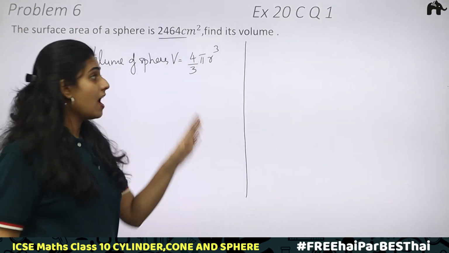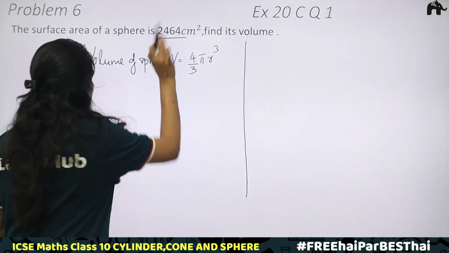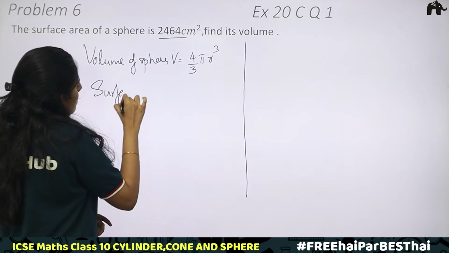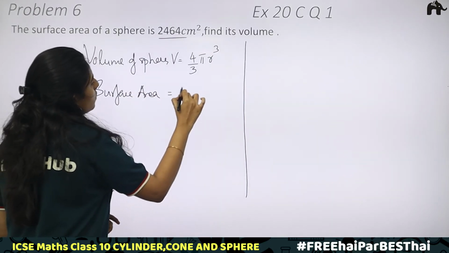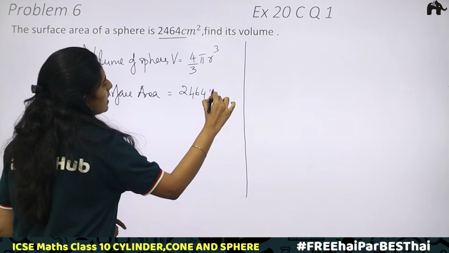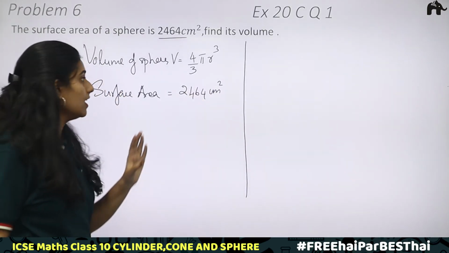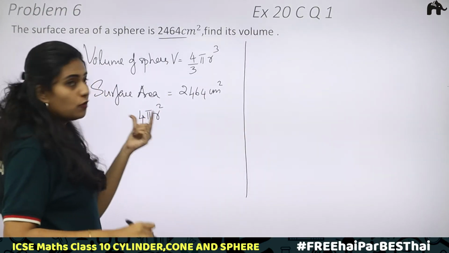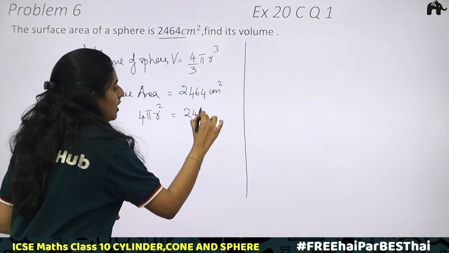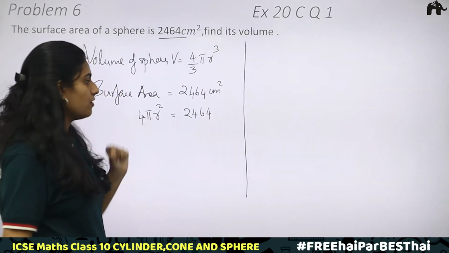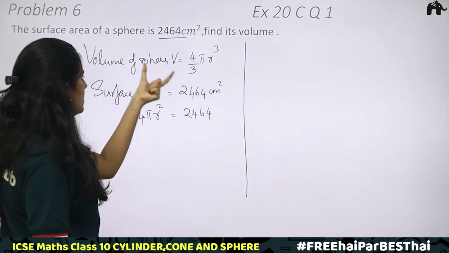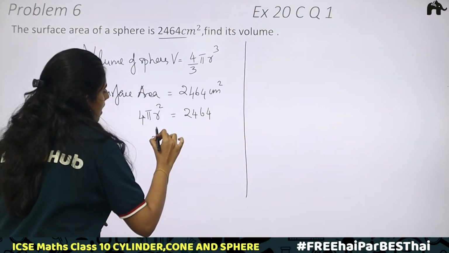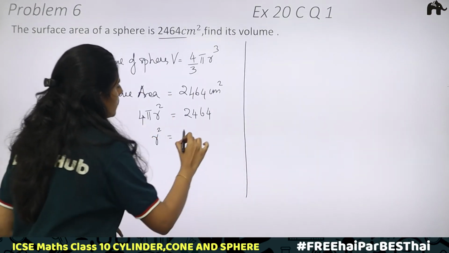What is this r? R is the radius. Do we have radius given in the question? No. What is given? Surface area is given. Surface area is equal to 2464 centimeters square. How to find surface area of a sphere? The formula is 4 pi r square. 4 pi r square is equal to 2464, from which we can find the value of r. Okay, once you get the value of r, we can easily determine the volume just by substituting r here.